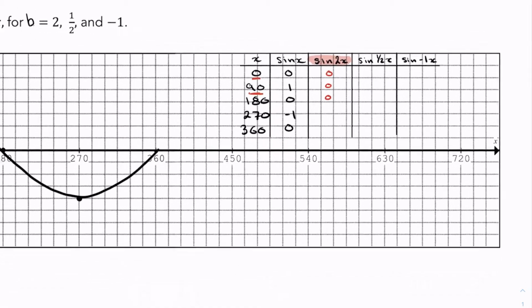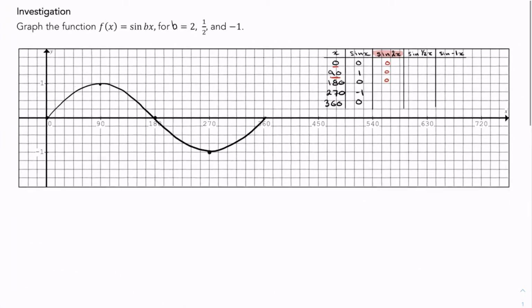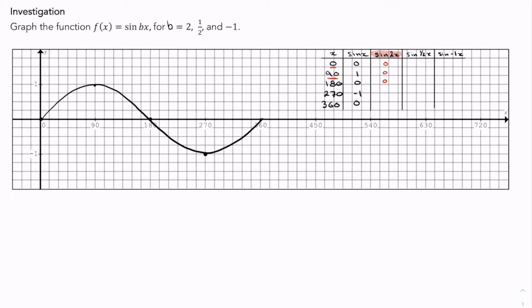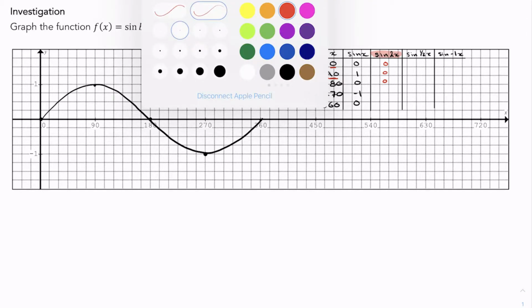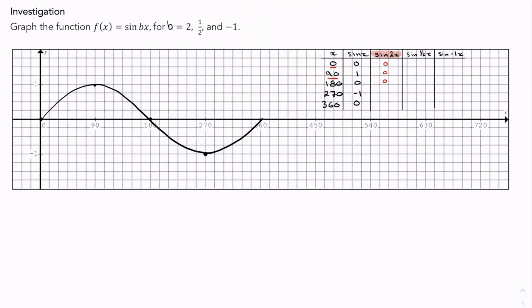If I go to my graph, let me plot those first 3 points, using a slightly larger dot. So sine of 2x when x is 0 is going to be over here. When x is 90, I'm going to have a 0 again. And when x is 180, I'm going to have 0. So it kind of looks like, is our graph even moving? And what you'll notice is that it is. It's actually being compressed by a factor of 2. It's just that we haven't really seen any of that in our table of values here.